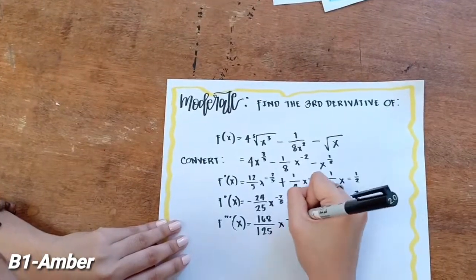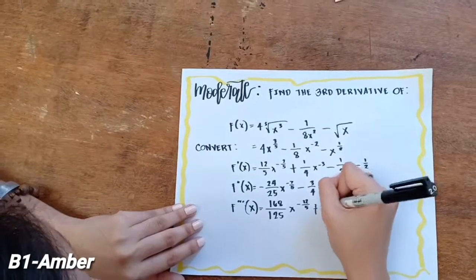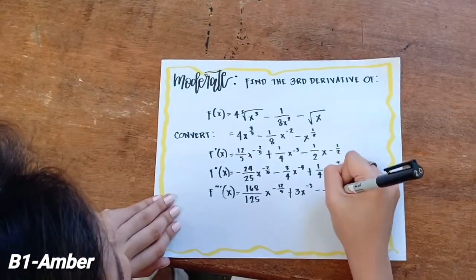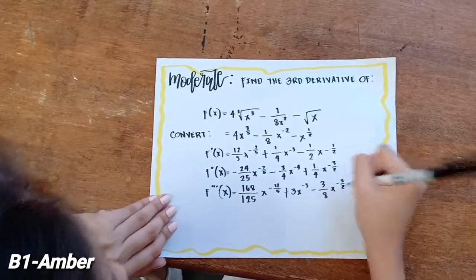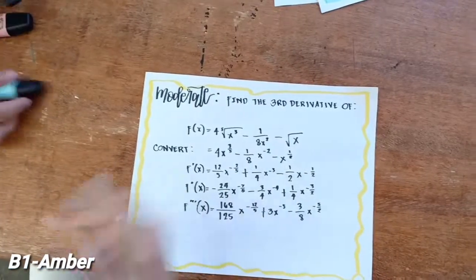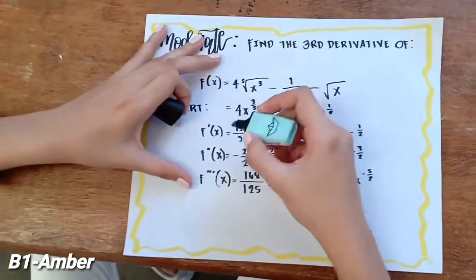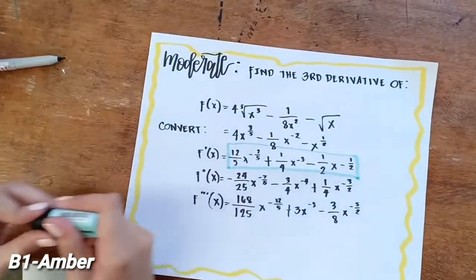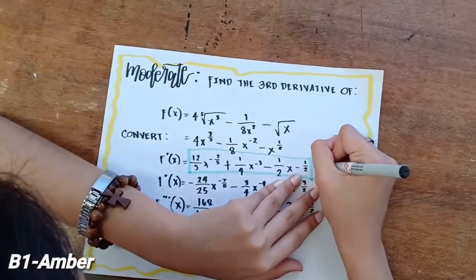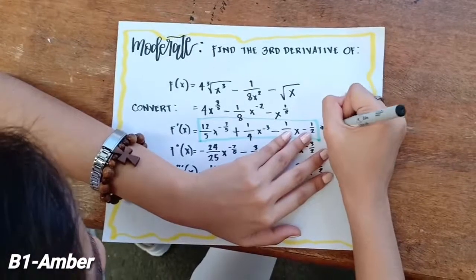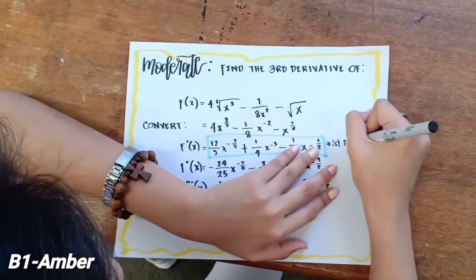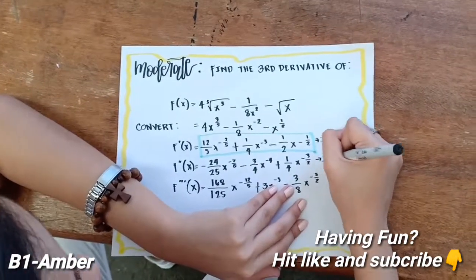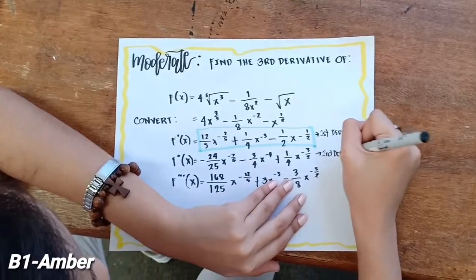For the last one, the third derivative, we will use the same process. This time, negative 7/5 times negative 24/25 is equal to 168 over 125. Subtract 1 from the exponent and it will become negative 12/5. For the second term of the third derivative, negative 4 times negative 3/4, and subtract 1 from the exponent, and it is equal to positive 3x raised to the power of negative 5. And for the last term, negative 3/2 times 1/2, and subtract 1 from negative 3/2, is equal to negative 3 over 8 x raised to the power of negative 5/2, and that is our third derivative.